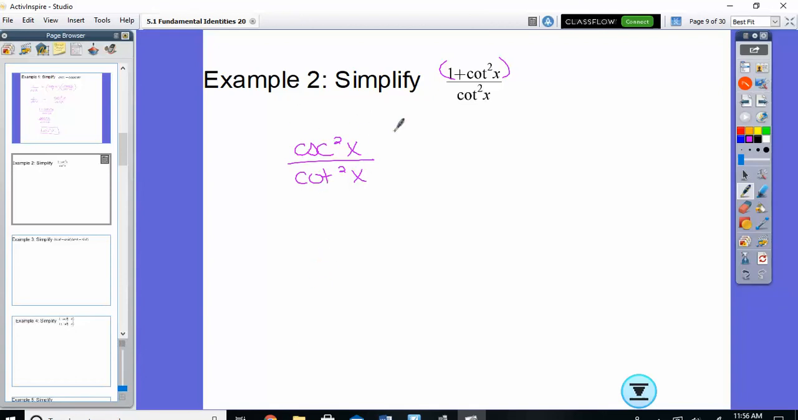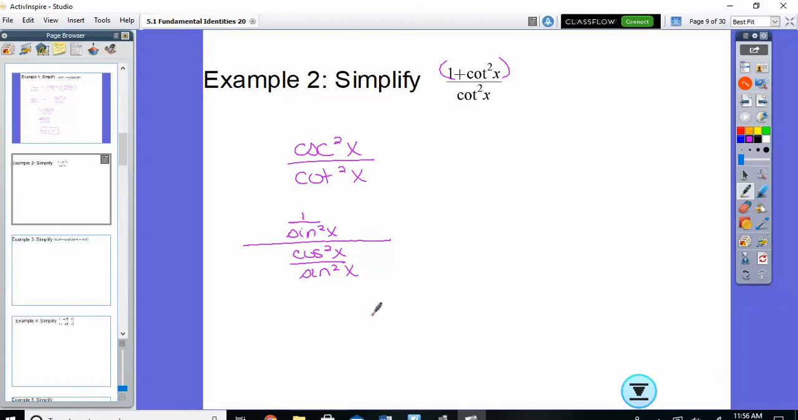Now this doesn't strike me as anything special, so let's go to sines and cosines. Cosecant is 1 over sine. Cotangent is cosine over sine. Notice that those reciprocal and quotient identities work whether it's just a regular cosecant or cosecant squared or cosecant cubed. I just had to make sure I put my squares on everything.